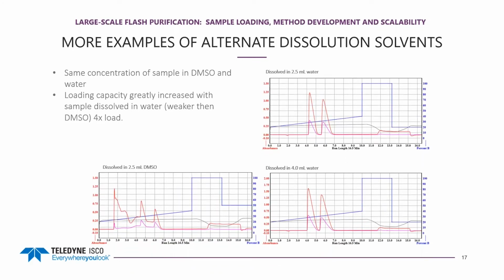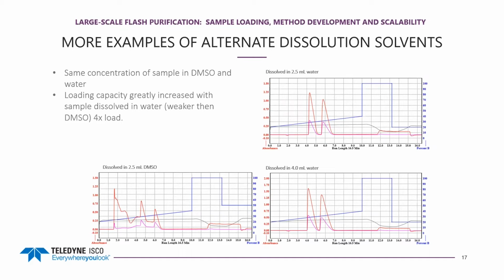On the left here, we have our purification dissolved in DMSO, the 2.5 mils. We don't have baseline resolution. When we have that same concentration of sample dissolved in water on the top right there, you can see we don't have the DMSO peak 1, which is great, but we ultimately have baseline resolution between peaks 1 and 2 now on our sample. And we've loaded the same amount of compound as we did for the 2.5 milliliter injection in DMSO.